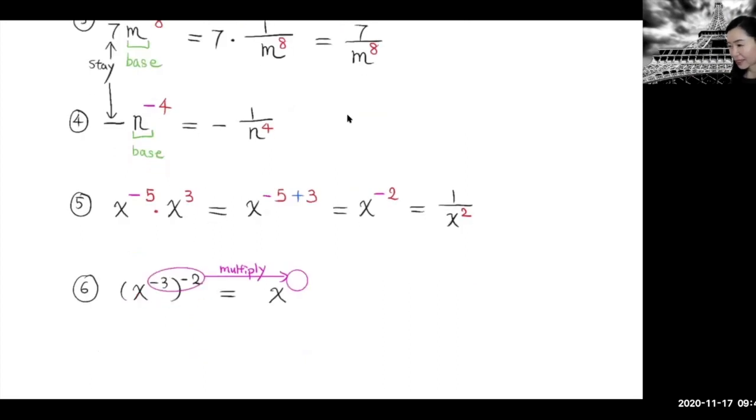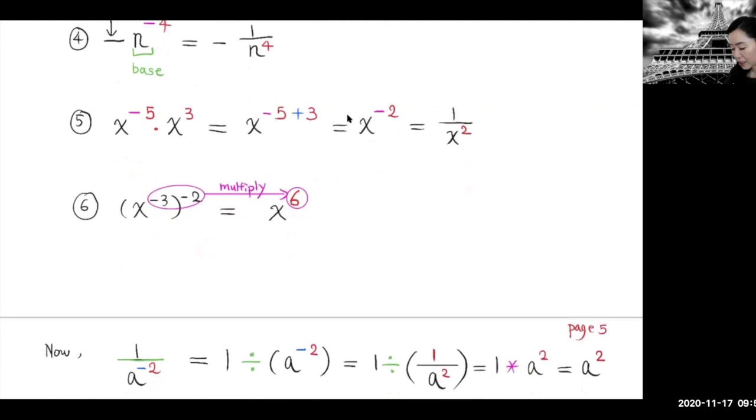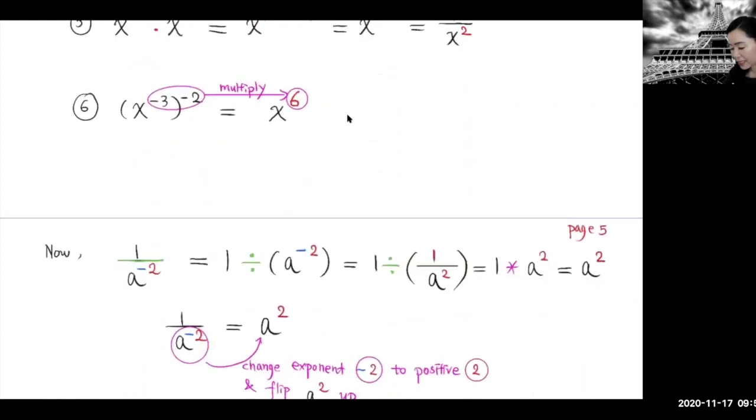Now the next one: x to the negative third power, in parentheses, raised to the negative second power. It looks like it is a power of a power, right? So what do we do with the powers? We multiply: negative 3 times negative 2. The power is positive 6, right? That comes up quickly and is easier this way. Okay, you guys did a good job. You can learn a lot today.